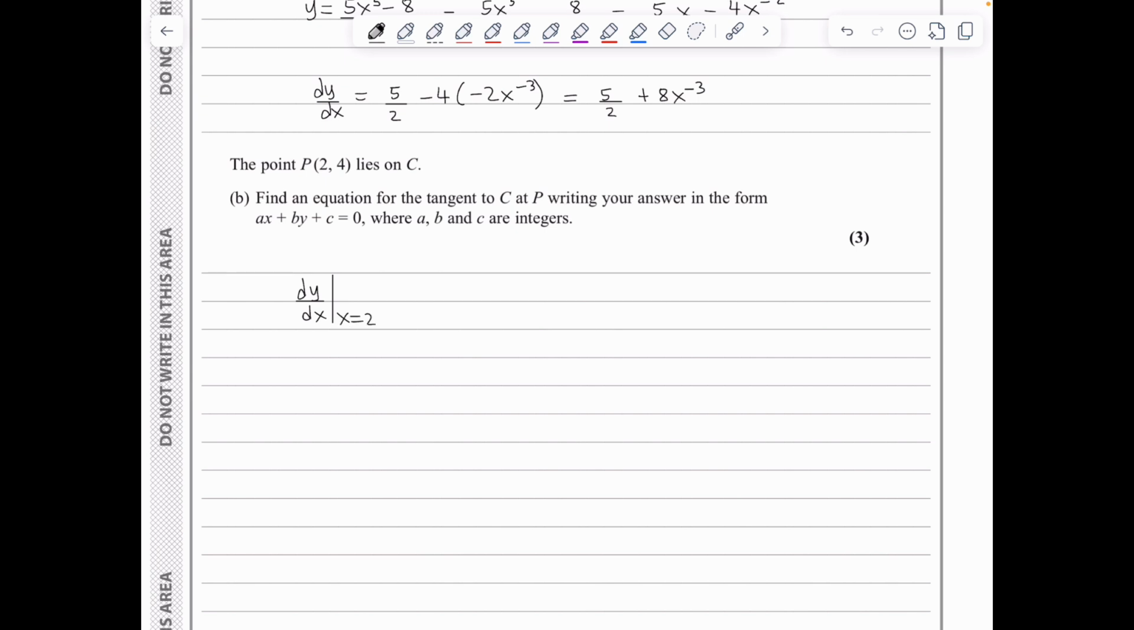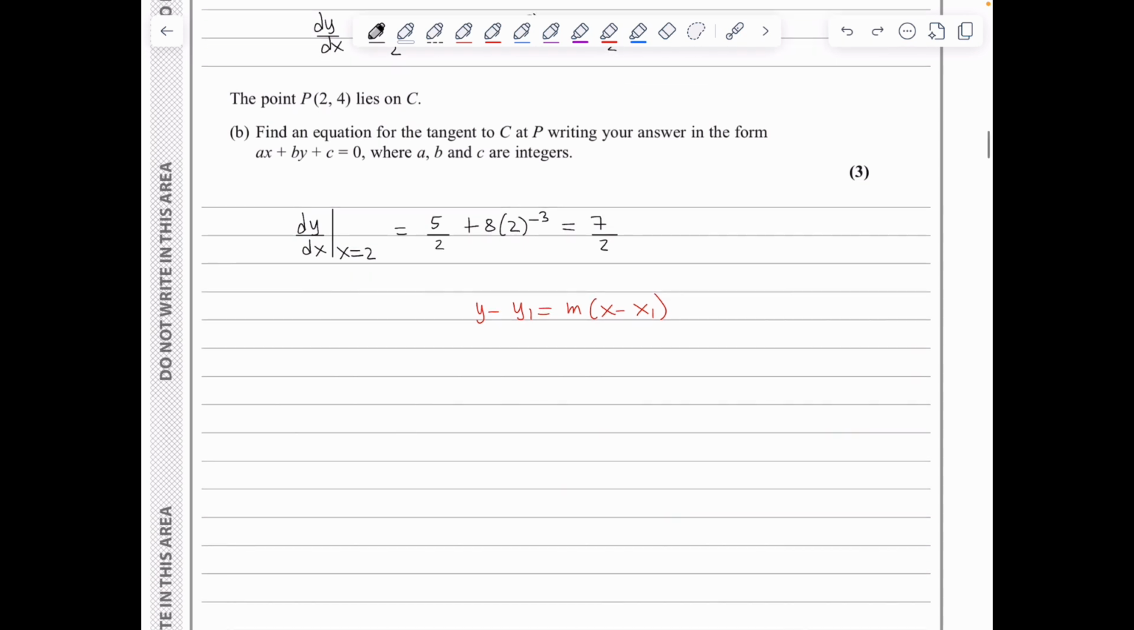This will give me the gradient of the tangent. So we're looking at 5 over 2 plus 8 times 2 to the negative 3, which gives an answer of 7 over 2. This is the gradient of the tangent. And to proceed to find the equation of the tangent, I will be using y minus y1 is m(x minus x1). So in our case, we've got y minus 4 is 7 over 2 brackets x minus 2.